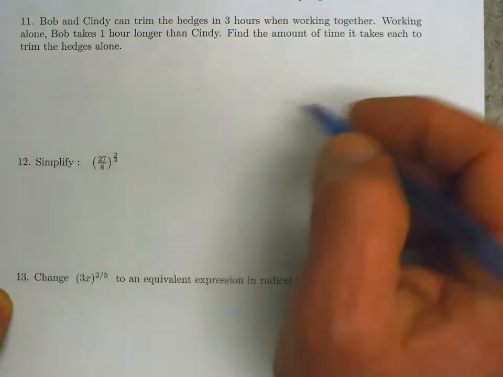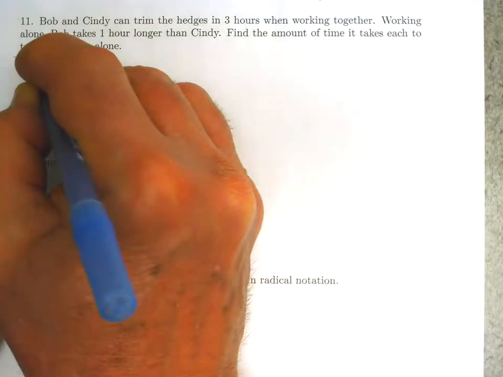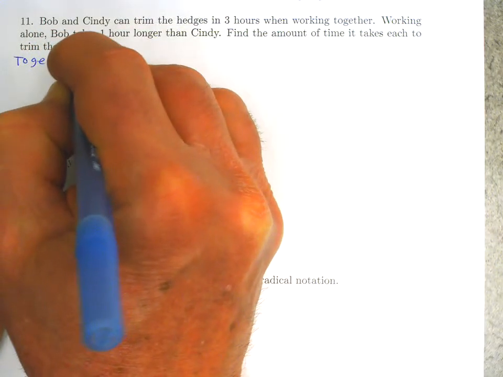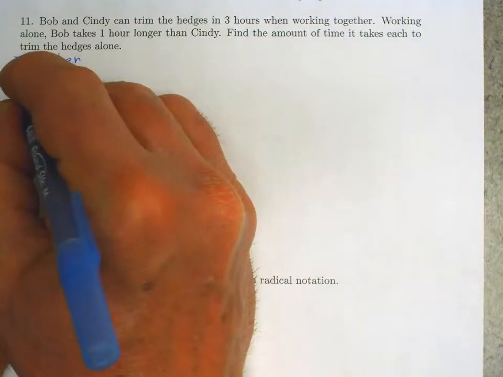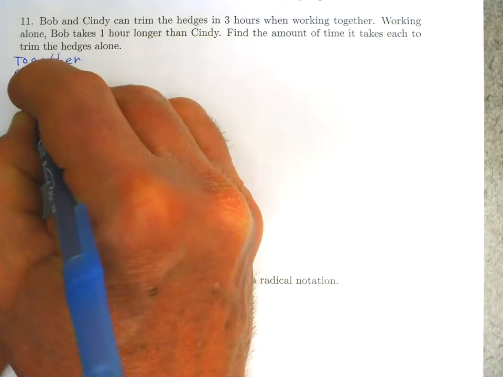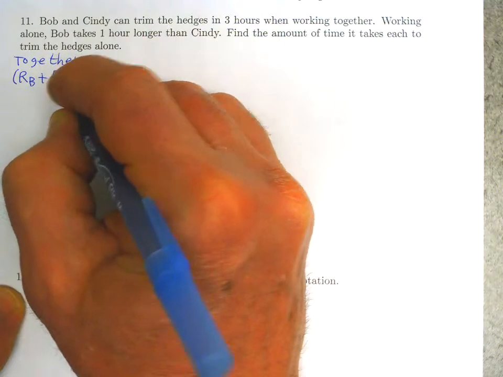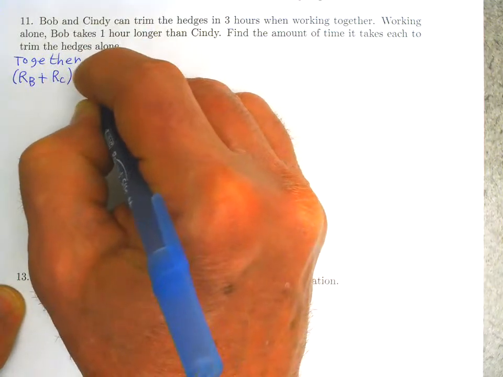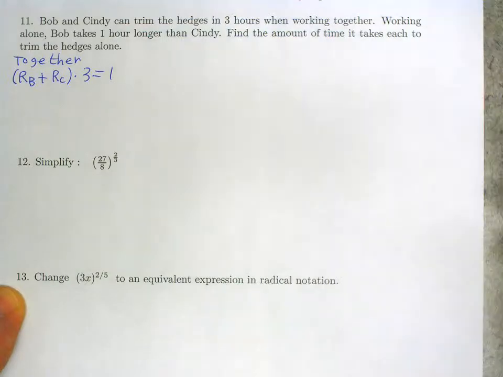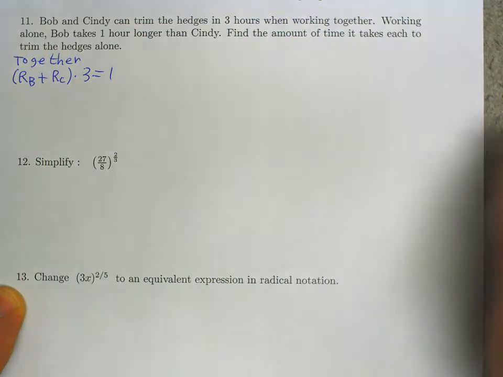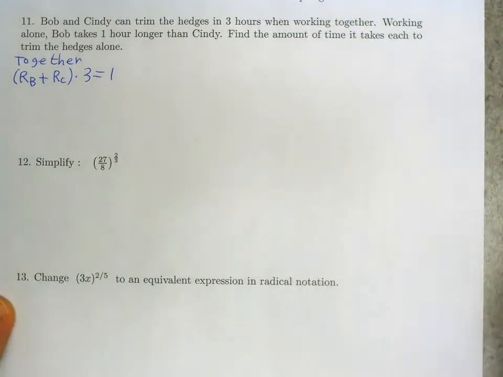So when they work together, they can complete the job in 3 hours. So Bob works at a certain rate. We add that to Cindy's rate, and in 3 hours, they trim the hedges. Working alone, Bob takes 1 hour longer than Cindy.